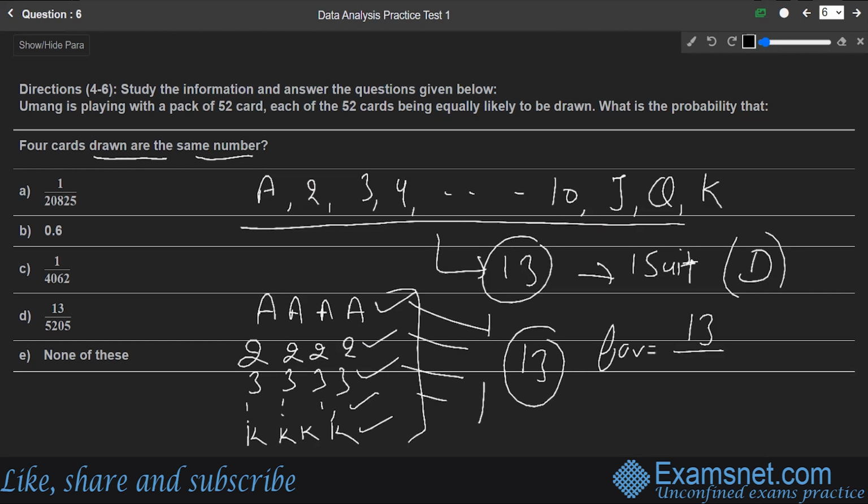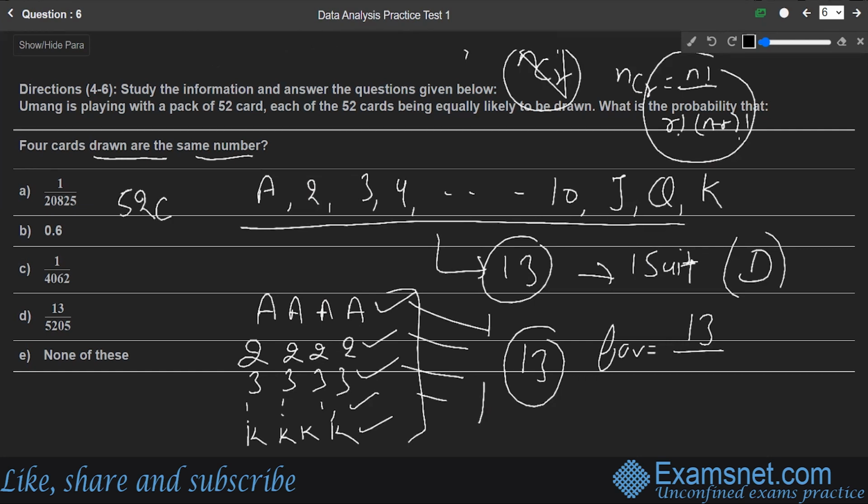The total number of cases is going to be, since 4 cards are drawn, he's saying 4 cards are drawn, so we have to find the total number of cases. See how we can find the total number of cases. 4 cards being drawn out of 52. Out of 52, 4 cards can be drawn in how many different ways? We have to go for the formula of nCr, which is n factorial over r factorial times (n minus r) factorial. Out of n, we have to take r at a time. Here we have to take 4 out of 52, so we have 52C4.